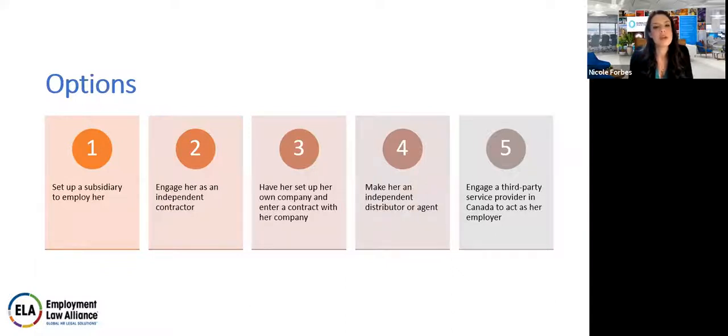And that's the same with the independent distributor or agent as well. Certainly there are certain benefits to these kinds of arrangements, depending on what the individual was doing, and also how much control the company wants over this person, whether they want to have direct interaction with customers or not. I group these all in the independent contractor bucket, and there certainly are a lot of risks with going down that path.